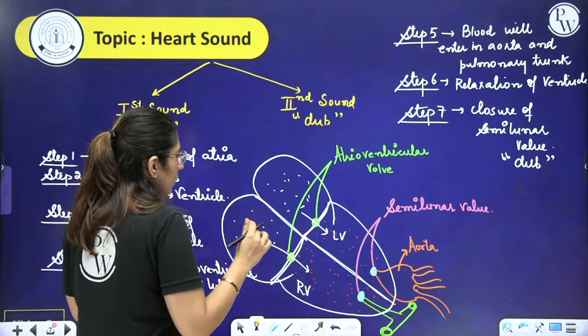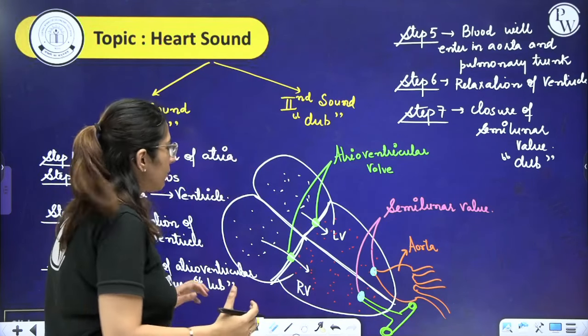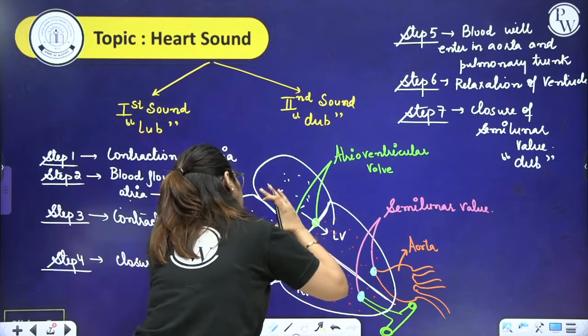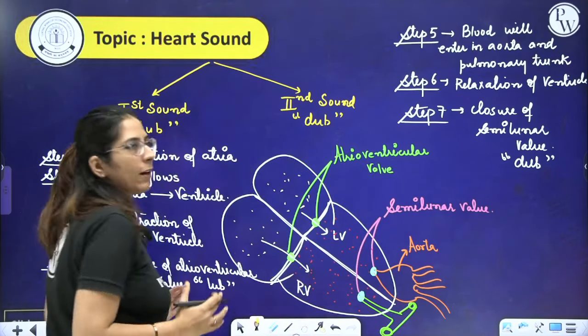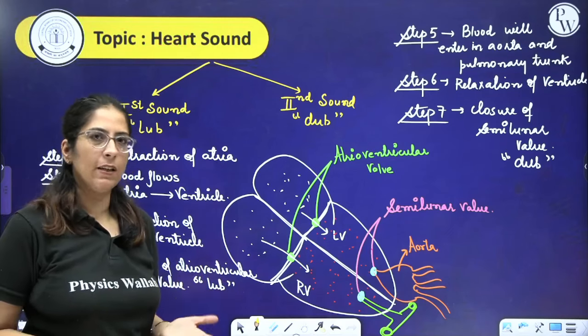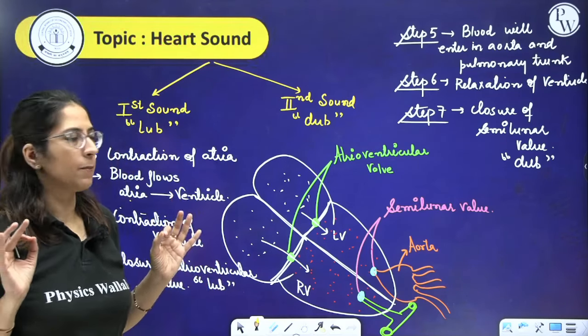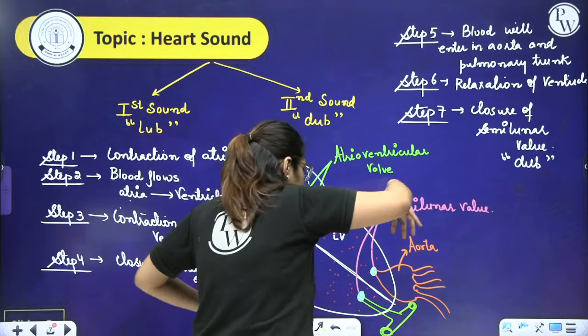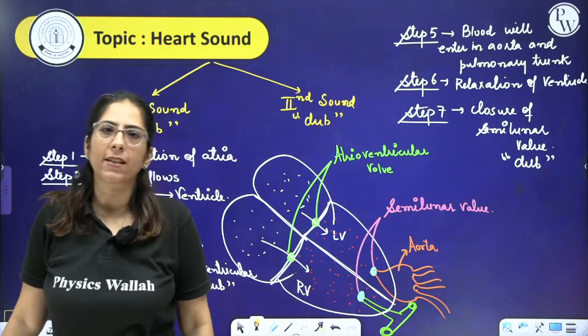See, I told you that this is how the atria look like. This is how the ventricle look like. Now, the first thing is they will contract. For 0.1 second, they contract. For 0.7 second, they will take 0.7 second to relax. That's it. So, total is 0.8 seconds. Similarly, the ventricle contract and ventricle relax. Total time 0.8 seconds. Clear?